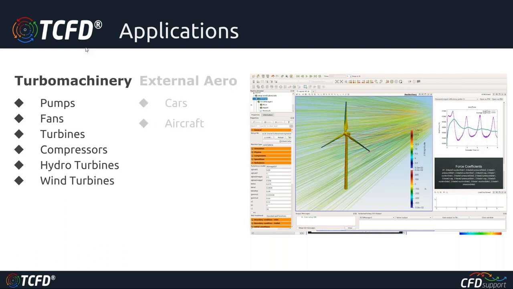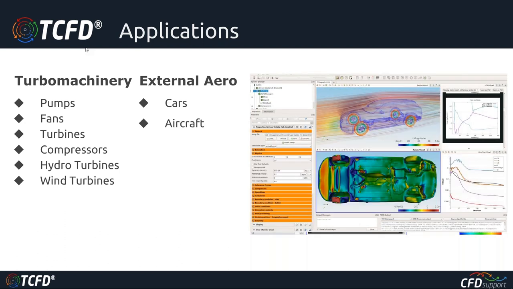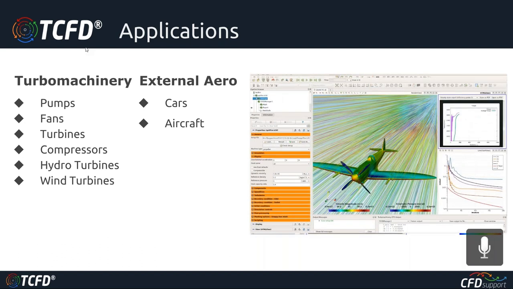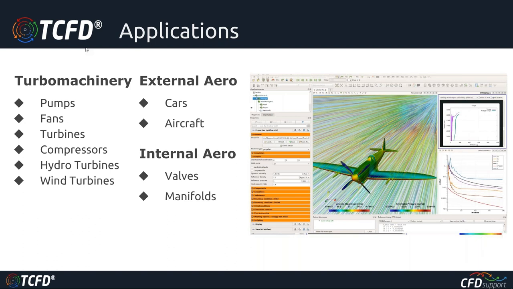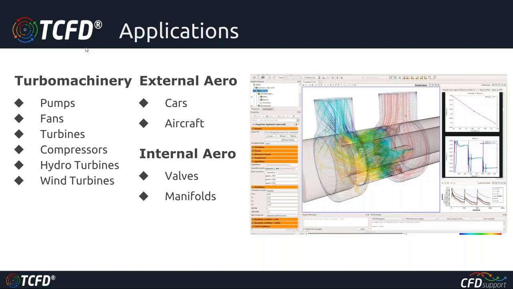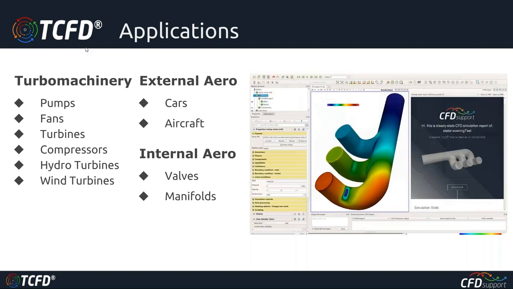Later we decided to extend what had worked so well in the turbomachinery field to external aerodynamics. So now TCFD can simulate cars, aircraft, and many other external flows, and also many kinds of internal flows like valves, piping systems, manifolds, and some others, like, for example, ship hydrodynamics.